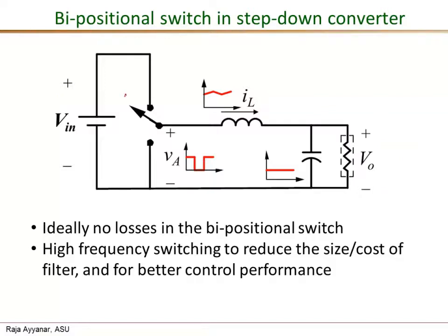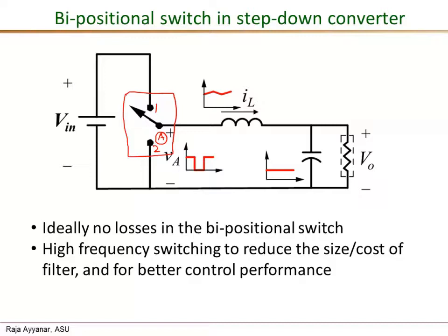This bipositional switch shown right here is the device that helps us do this lossless power conversion. It helps us to connect this pole, called pole A, to one of two possible positions, call them position 1 and position 2. Position 1 is connected to the positive end of the DC voltage source, and position 2 is connected to the negative end or the ground of the DC source.